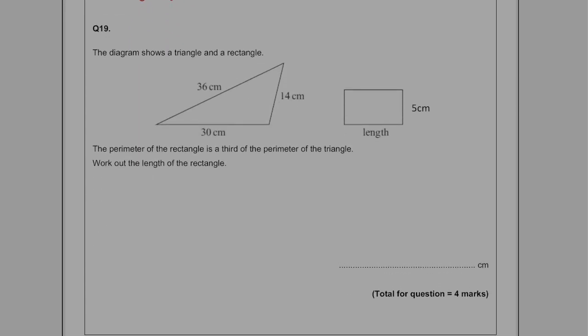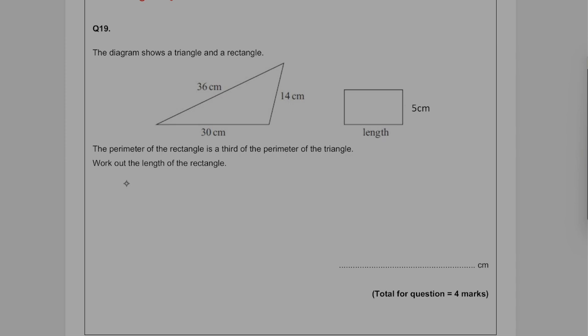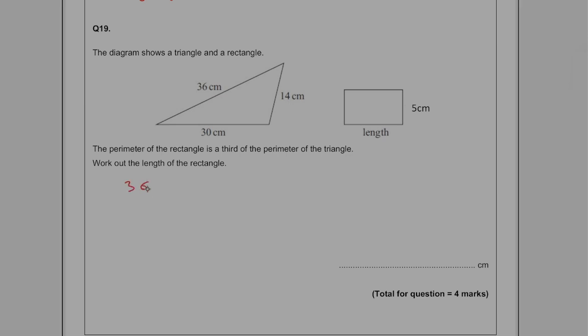Okay, question 19. The diagram shows a triangle and a rectangle. The perimeter of the rectangle is a third of the perimeter of the triangle. Work out the length of the rectangle. So we've got information. Okay, so first thing I'm going to do is work out the perimeter of the triangle. So I'm going to do 36 plus 30 plus 14. Right, so 6 plus 4 is 10. And then 6, 7, 8. So the perimeter of the triangle is 80.